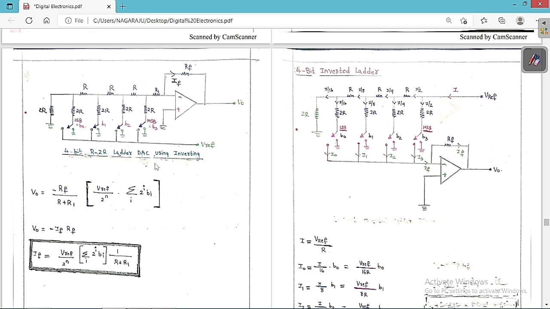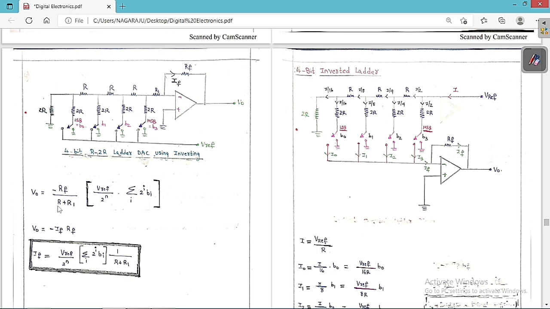So the Thevenin voltage is V reference by 2 to the power of n into the decimal equivalent of the binary input, and the Thevenin resistance is R. So what is the overall input resistance? R plus R1. Therefore the overall gain is minus Rf by R plus R1. We have to multiply by this gain to get the overall output voltage.